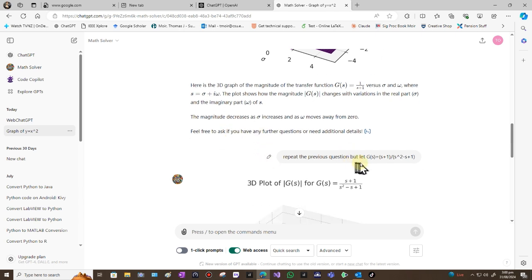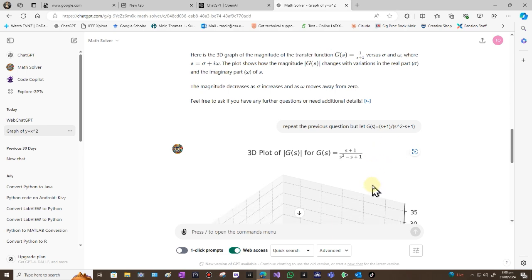So I've just said repeat the previous question, but like G(s) = (s + 1)/(s² - s + 1). That's an unstable system. It doesn't matter though. You can still theoretically work out its frequency response or draw the poles and the zeros. It's obviously got one zero at -1 and two poles, which, if you solve that quadratic, are (1 ± √(1 - 4))/2. So it's 0.5 plus or minus something or other. It's in the right half plane.